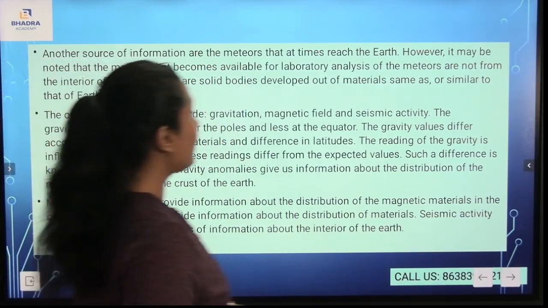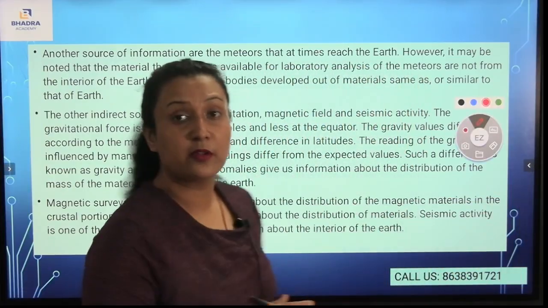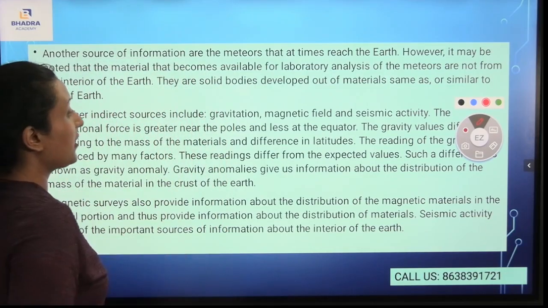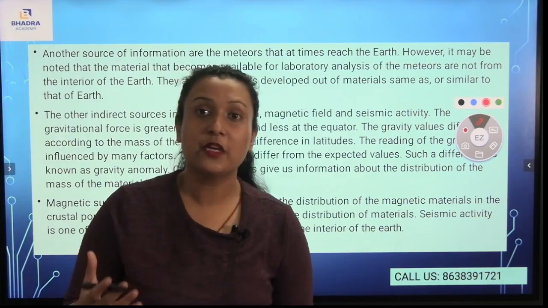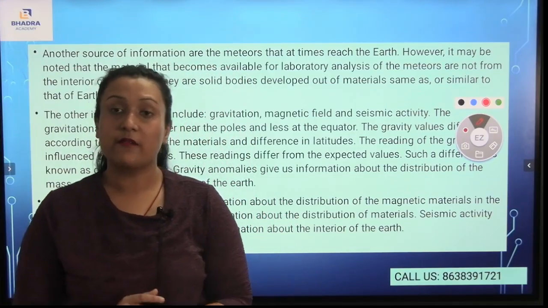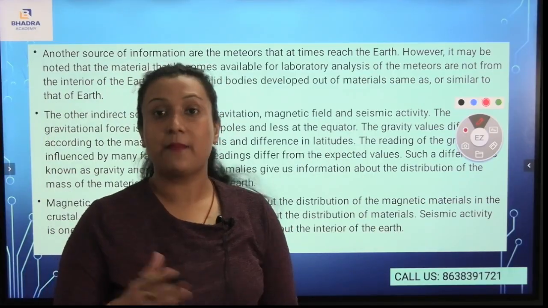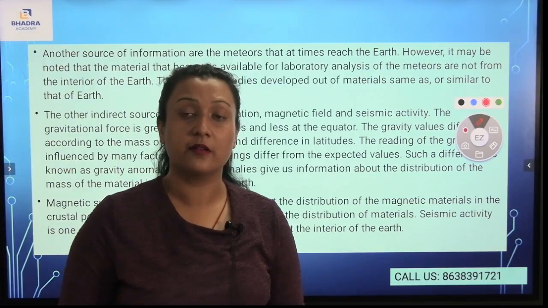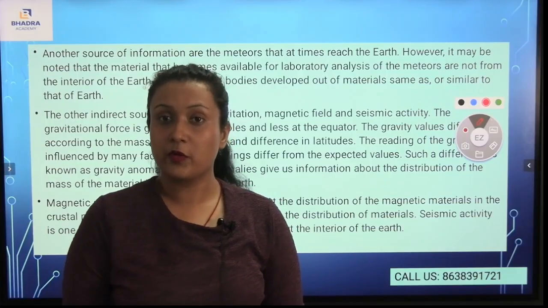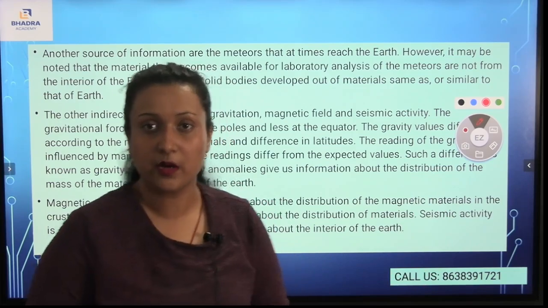Also, on the other hand, there are other indirect sources. Now we will be understanding other examples of indirect sources. That comes the gravitation, the magnetic field, and the seismic activity. First comes the gravitation, which is an example of the indirect sources. Also comes the magnetic field, which is also related to the gravitation, so this also comes under the indirect sources of our planet Earth. And here comes the seismic activity, which is related to earthquakes.